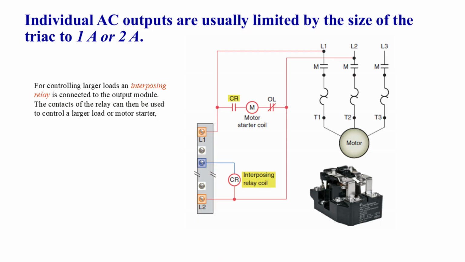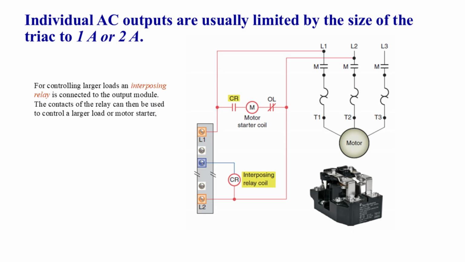Individual AC outputs from a PLC are usually limited by the size of the triac in the output module. Most triac-based outputs can only handle 1 amp to 2 amps of current. That is fine for small loads like indicator lamps or small solenoids, but it's not nearly enough for larger devices like motors. So how do we control larger loads?